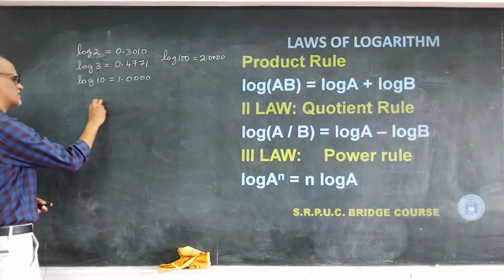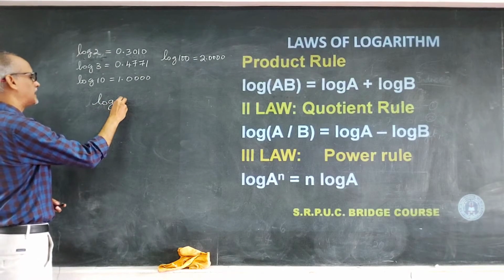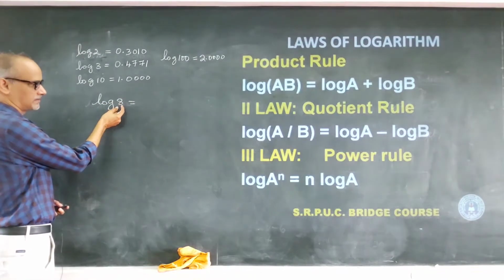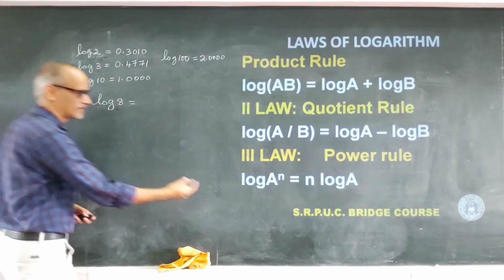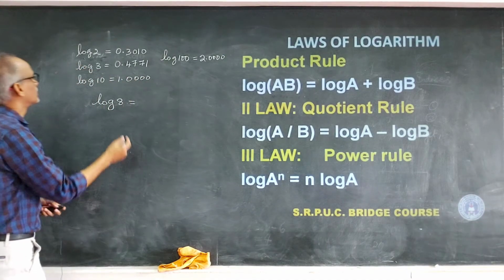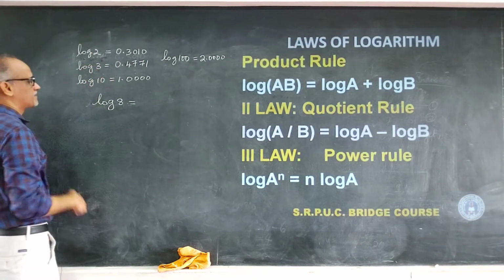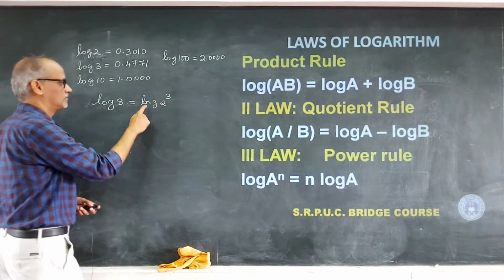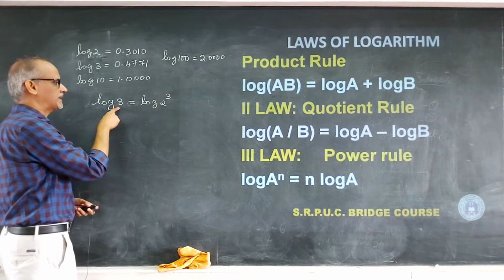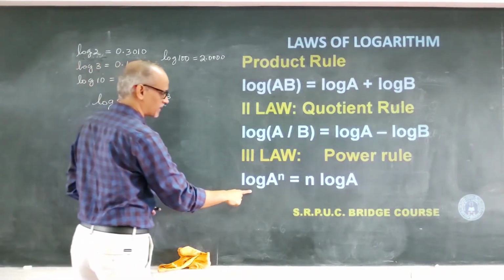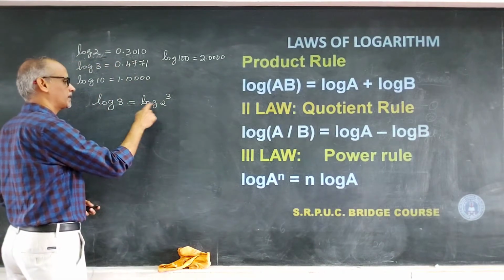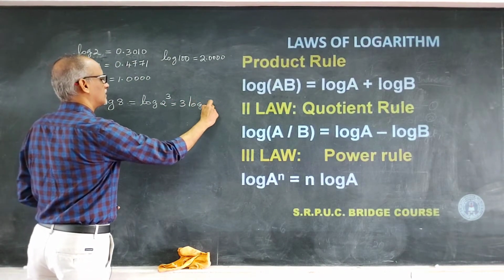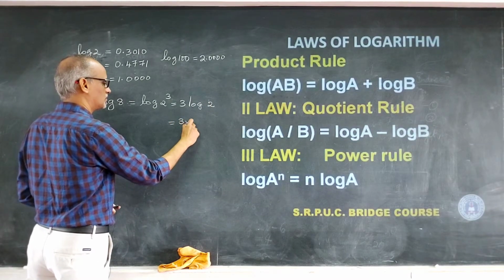So example for this, I want to find log 8. Now how to write this 8 in terms of a to the power n or any of these powers? Log 8 I can write as log of 2 cube. 2 cube is nothing but 8. So now this is of the format log a to the power n. So log a to the power n is nothing but n log a, which is 3 into log 2.